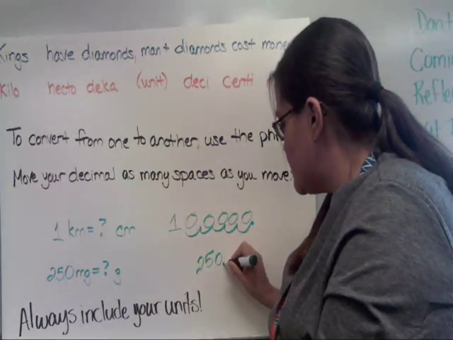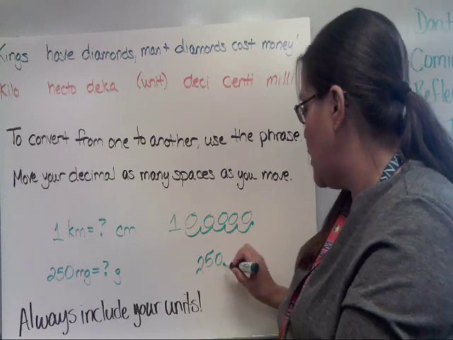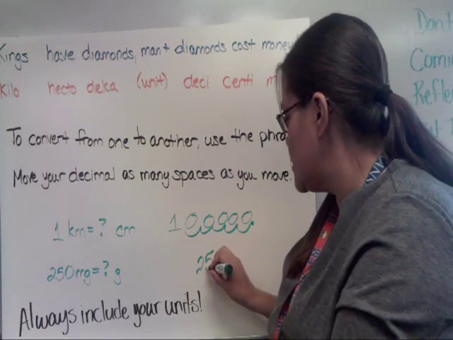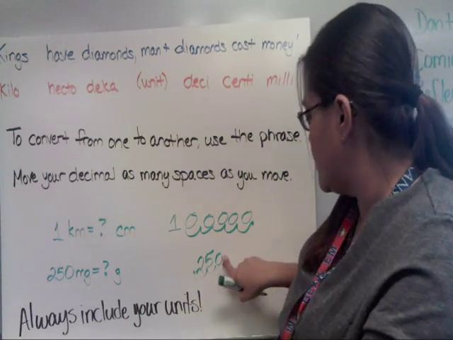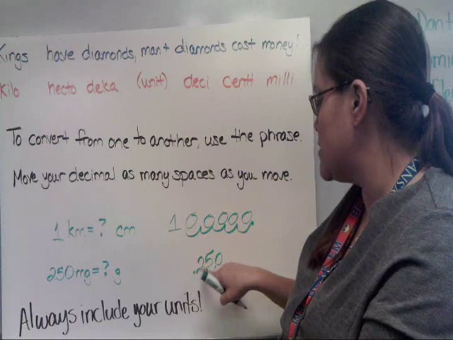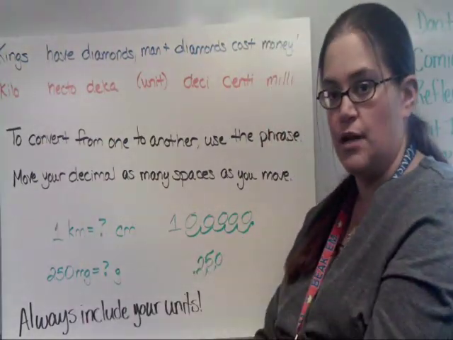And remember, our decimal always goes after the last number if it's a whole number. You move 1, 2, 3 places. You put your decimal there. So 0.250 grams equals 250 milligrams.